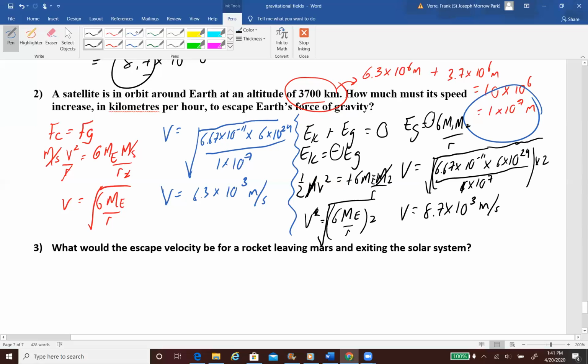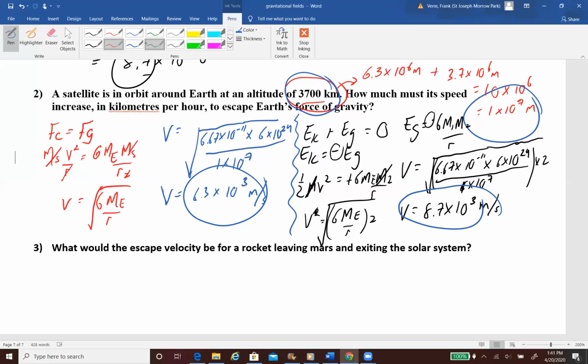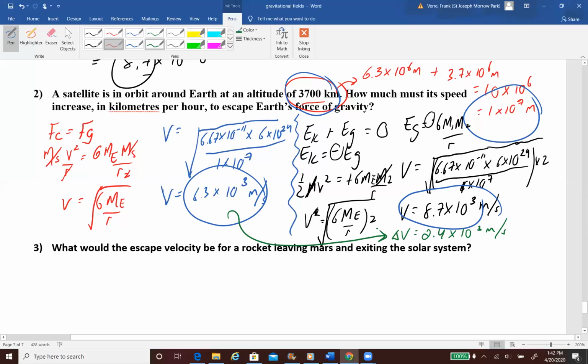Okay. So this over here was the speed of the satellite going around the Earth at this orbit. This is the escape velocity. So obviously the difference between these two values ends up being about 2.4 times 10 to the 3 meters per second. That would be the amount that the object would have to increase its speed by. So if this object increased its speed by 2.4 times 10 to the 3, it would be able to leave Earth's gravitational field. Okay, that's number 2.